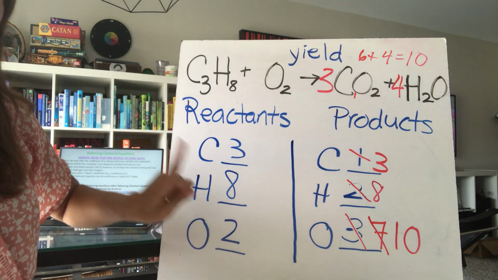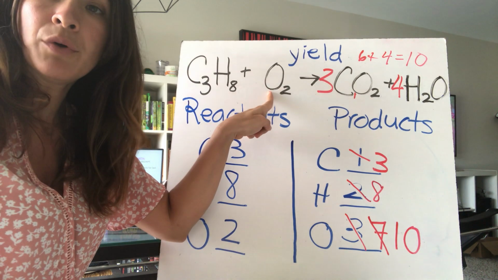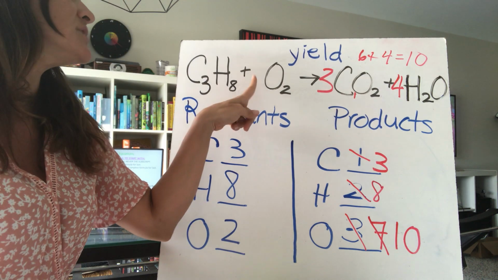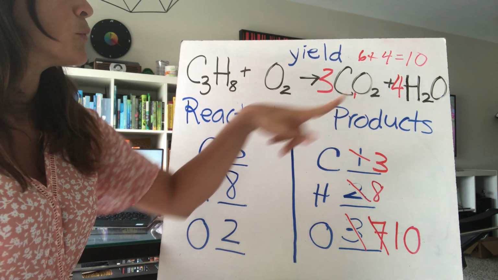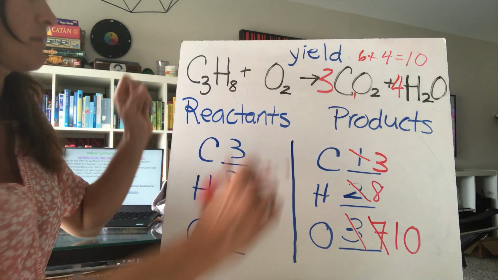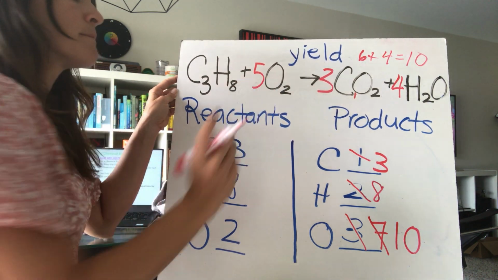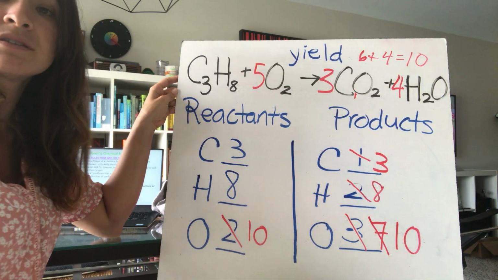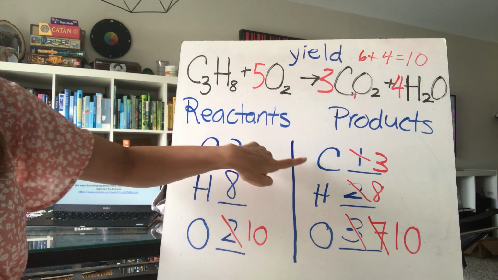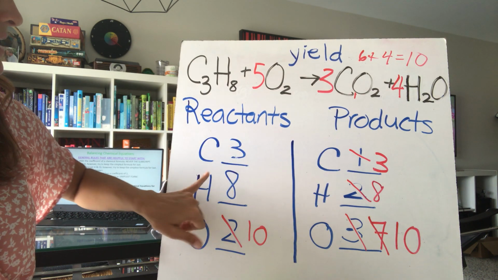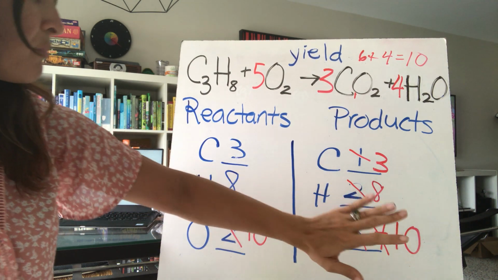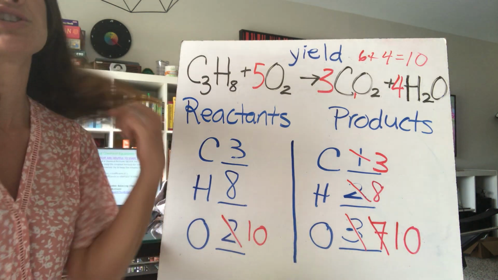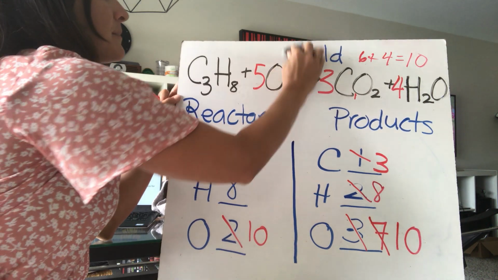I'm unequal, but luckily, this O has nothing else with it, so it's going to be easy for me to manipulate it. Is there something times 2 that will give me 10? 5. So now I do have 10 oxygens. Carbon and carbon, 3 and 3. Perfect. Hydrogen 8, hydrogen 8. Perfect. Oxygen 10, oxygen 10. Perfect. Our equation is now balanced.